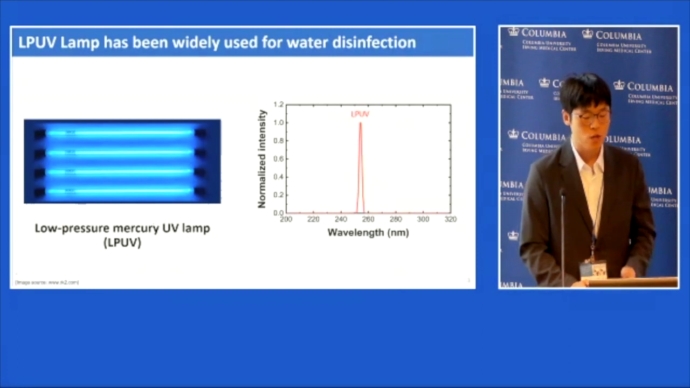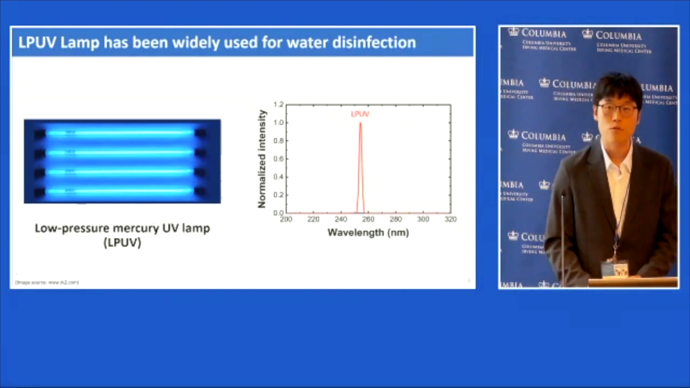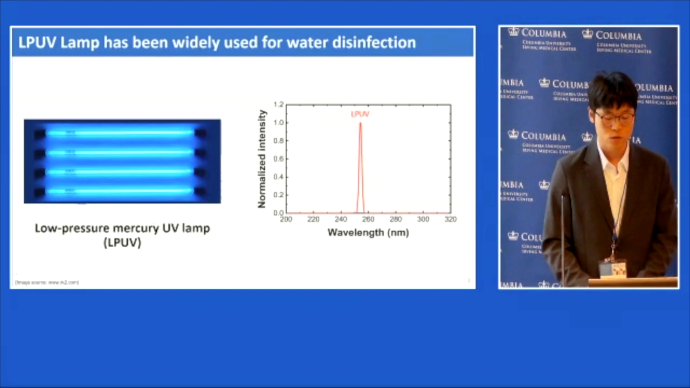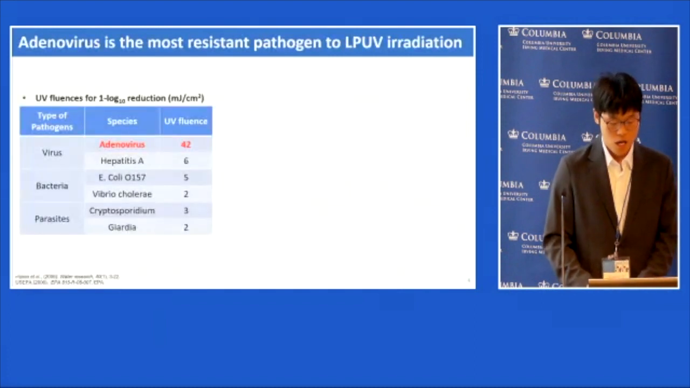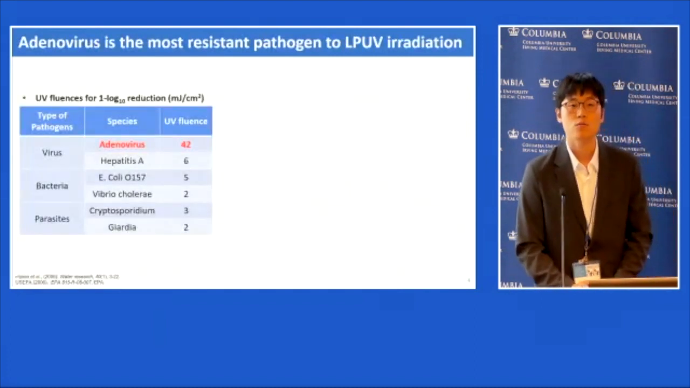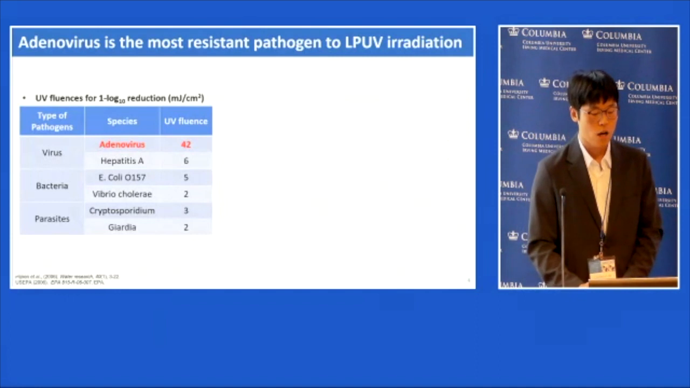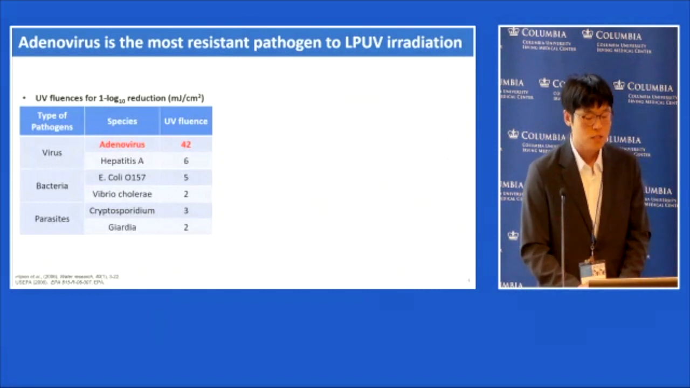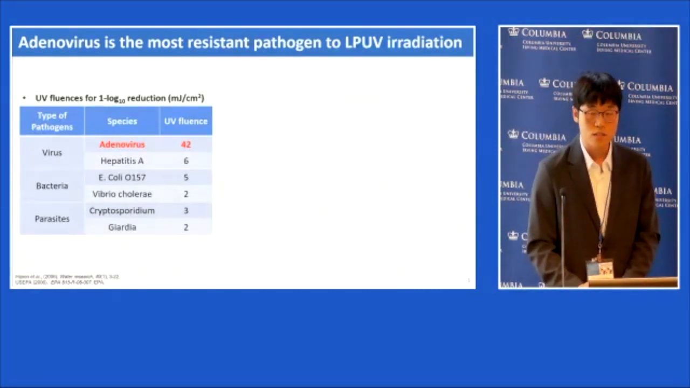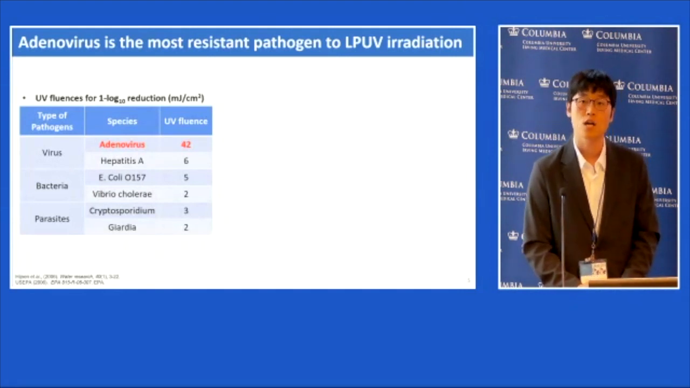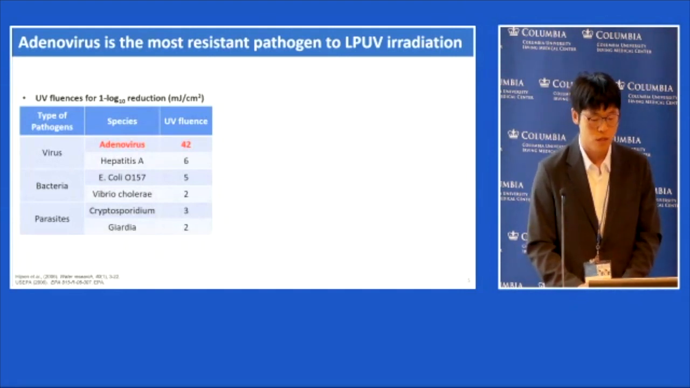Low pressure mercury UV lamp has been widely used for water disinfection. And as you may know, this lamp generates monochromatic UV wavelength at 254 nanometer, which is known for its ability to damage nucleic acid. But the critical limitation of this lamp is that adenovirus exhibits particularly high resistance to LPUV radiation. This table illustrates that dozens of times more UV fluence is required to inactivate adenoviruses compared to the other pathogens.